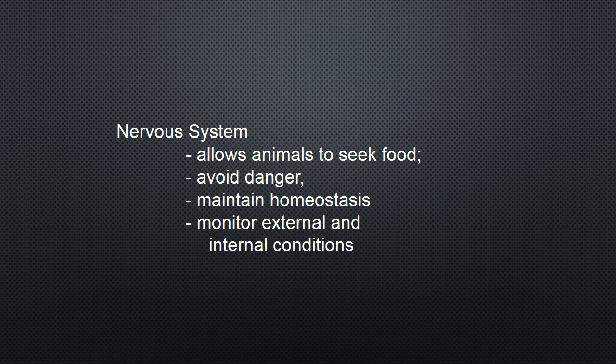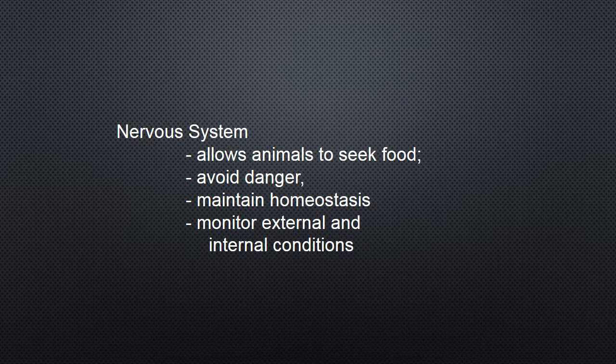Okay, so now we're going to move on to the nervous system. The nervous system is what allows an animal to sense what's going on around it and what's going on inside of its own body. So it can seek food, it can avoid danger, and it can monitor its internal and external environment, also allowing it to maintain homeostasis.